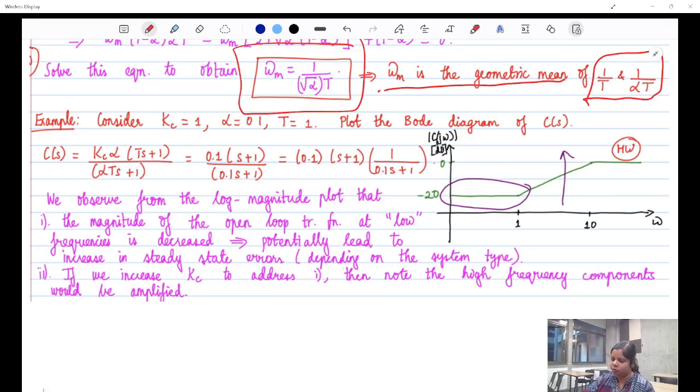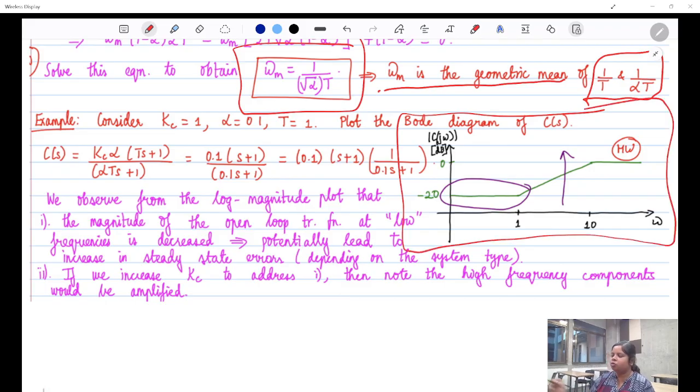Okay, so what happens when we use a lead compensator? Why do we actually use it? We observe from this one of the log magnitude plots of an example taken. So what do you see here? Do you see the graph somewhat similar to a PD controller?